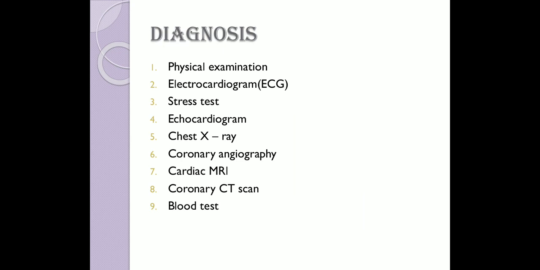Then echocardiogram, chest X-ray, coronary angiography. It is generally used when other non-invasive tests have failed to diagnose the angina pectoris, and angiography reveals the severity of the disease and gives a view regarding need of coronary angioplasty. Then cardiac MRI, coronary CT scan, blood test.